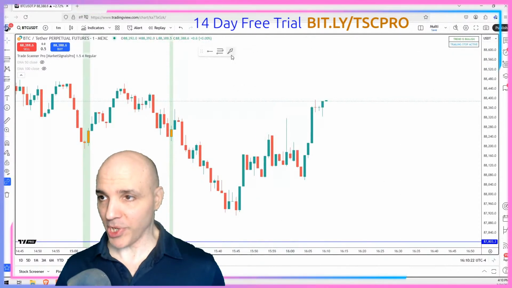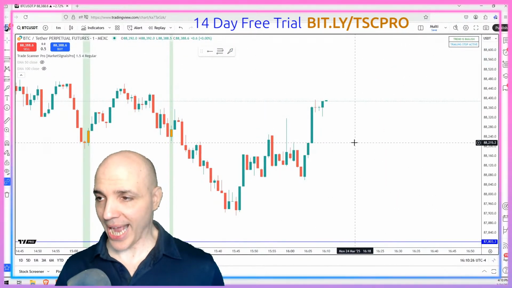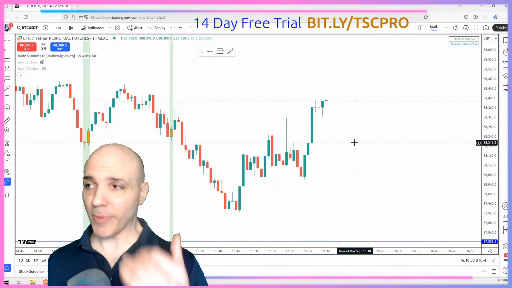So what happens here is as long as this stays green and this pulls back, it's going to be looking for longs. And that's what I want, longs. So you have to pay attention to that.